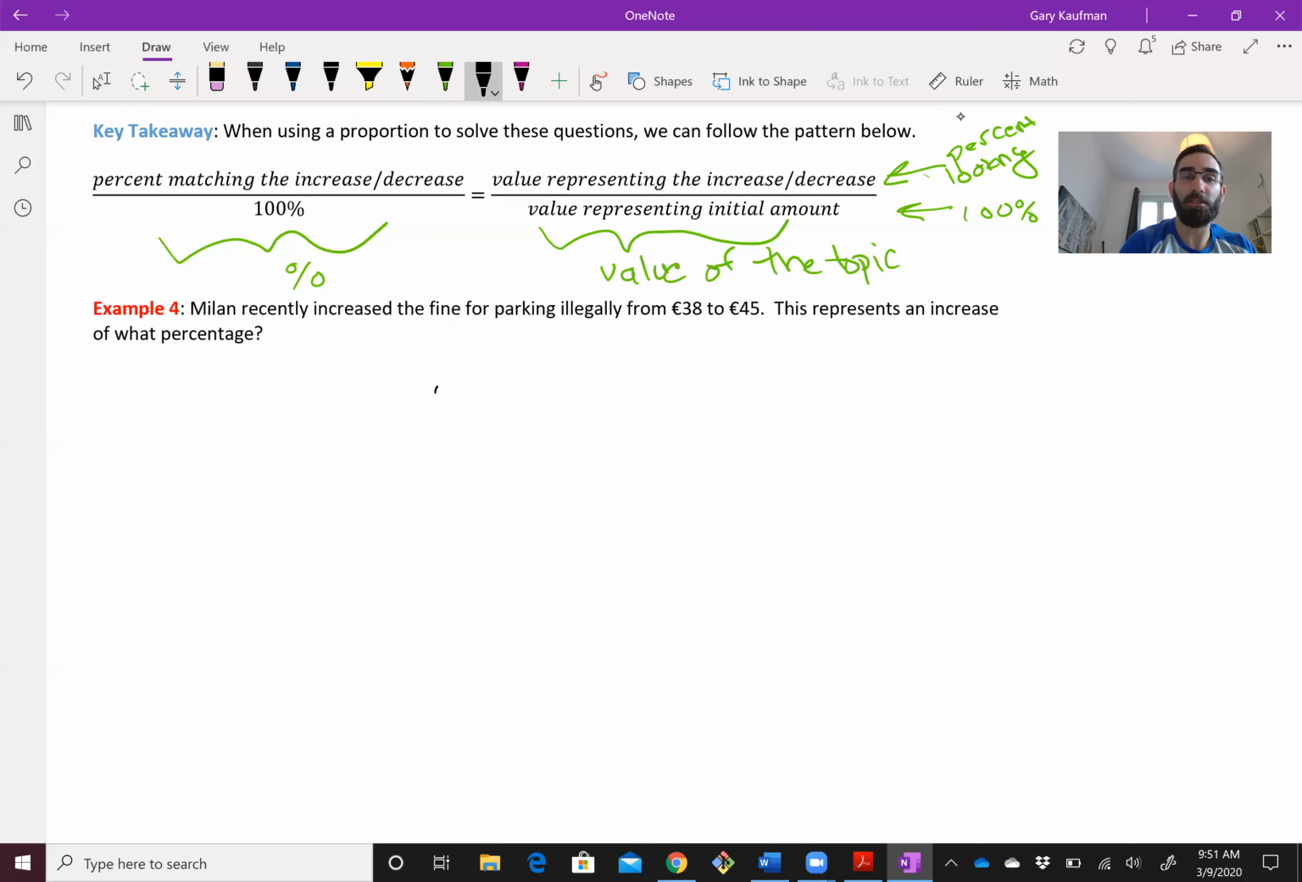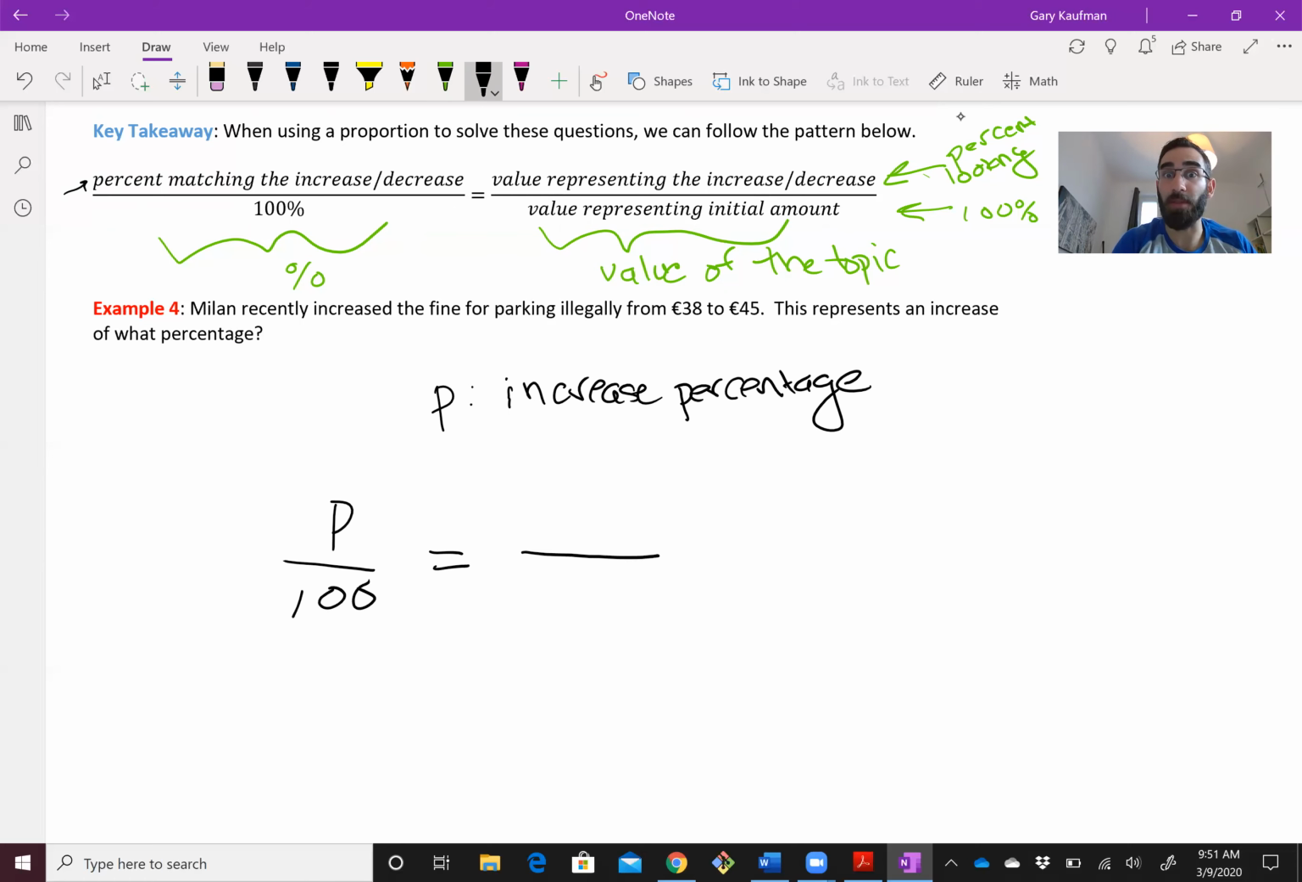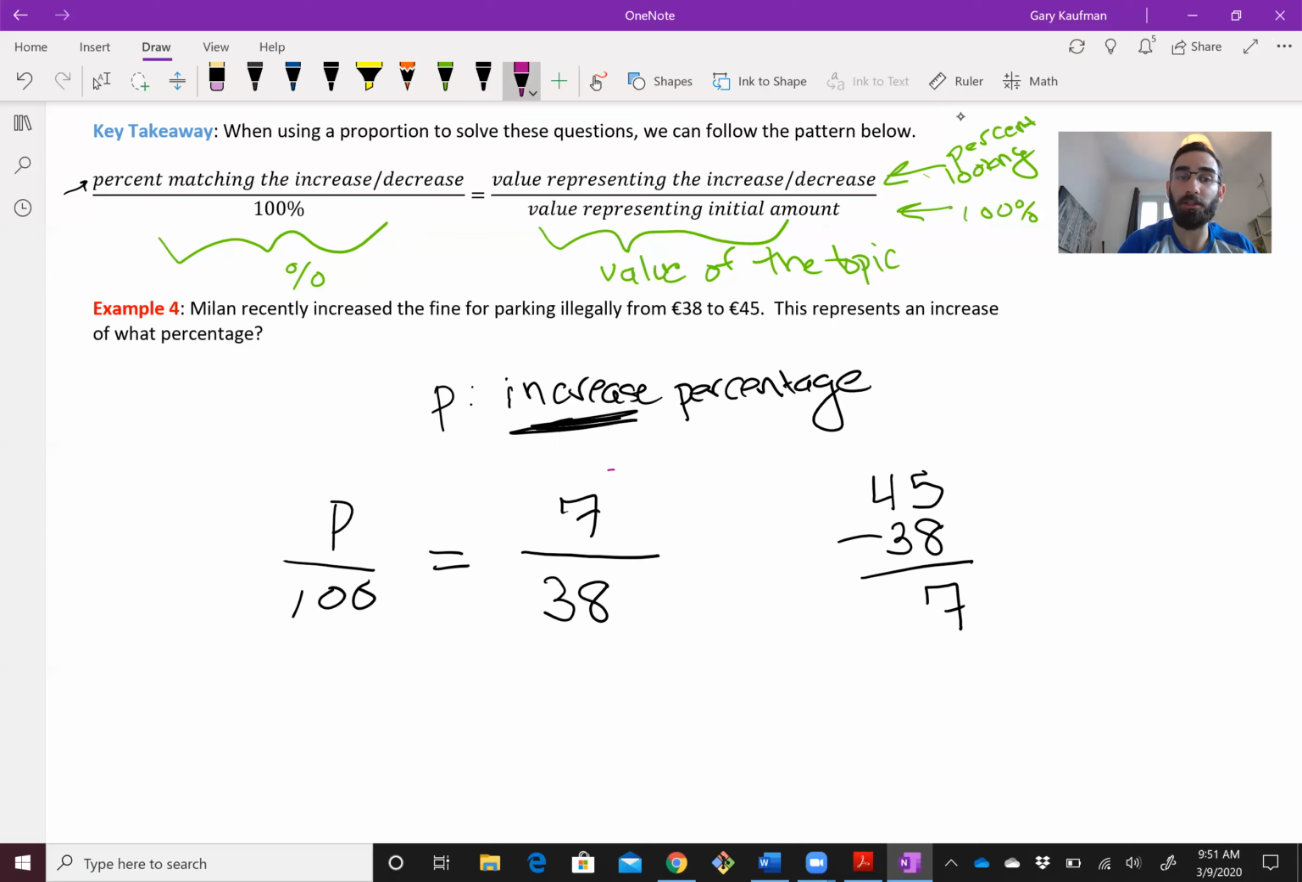Well, that means what I'm missing is the increase percentage. That's the top part up here. So we'll say P over 100 equals, well, my 100% is always my original, so that's 38. Now, I define P as my increase, which means I just care about the increase. So 45 minus 38, that's 7. So I get 7 is my increase.